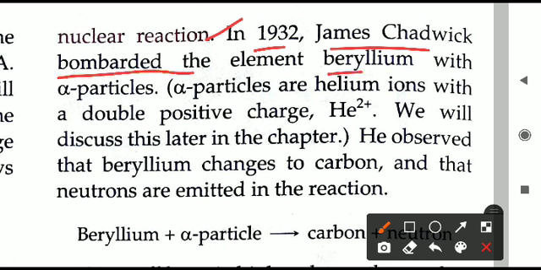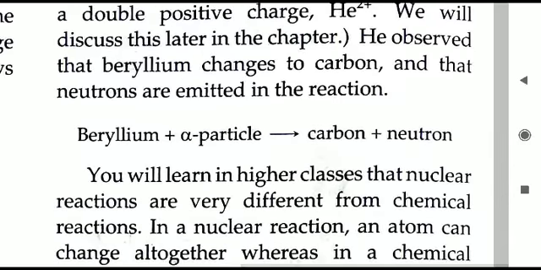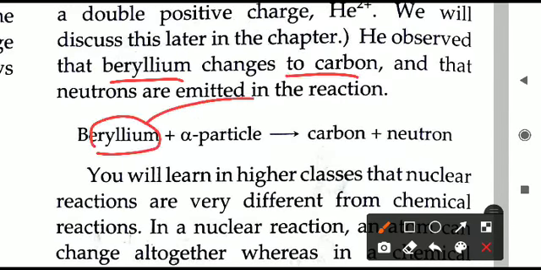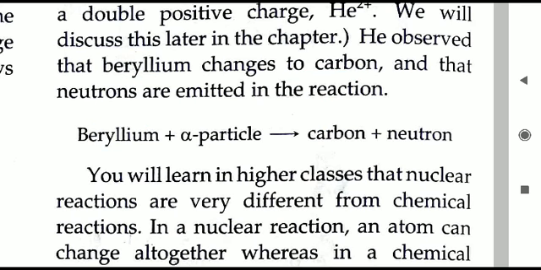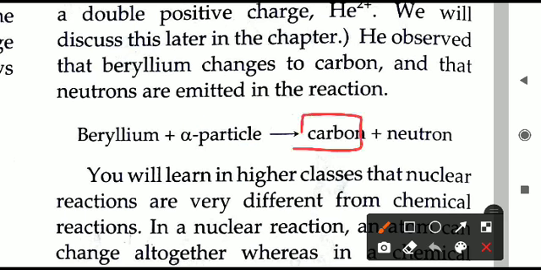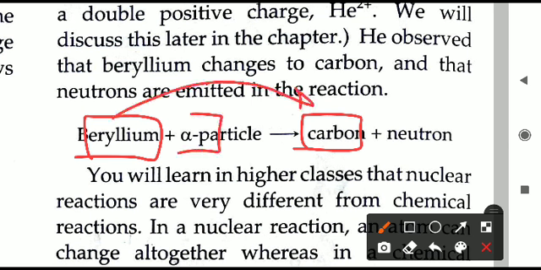He bombarded the element beryllium with alpha particles. These alpha particles are helium ions. So when beryllium was bombarded with helium ions, what was observed? He observed that beryllium changes into carbon. Why is it so? Because it has gained some particle from these alpha particles, the helium ions.